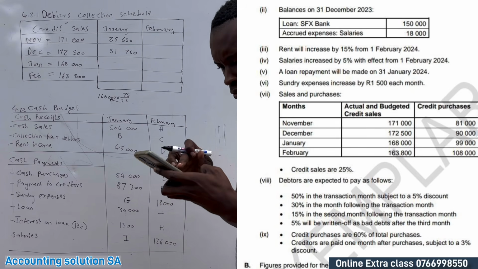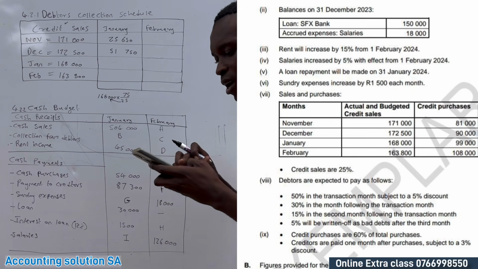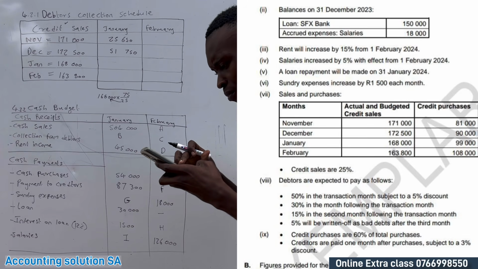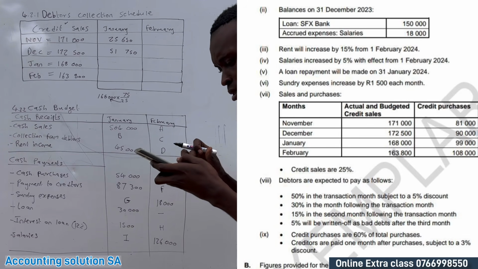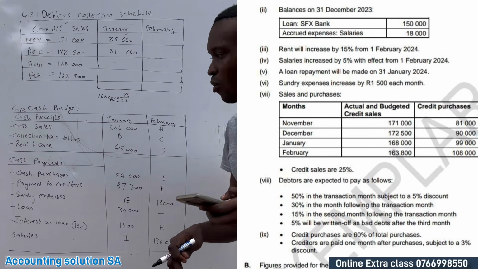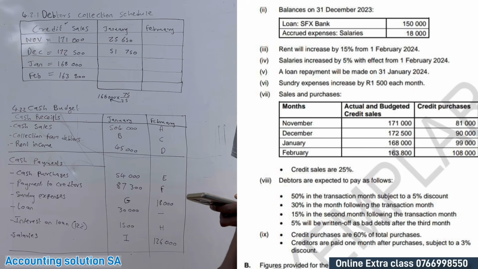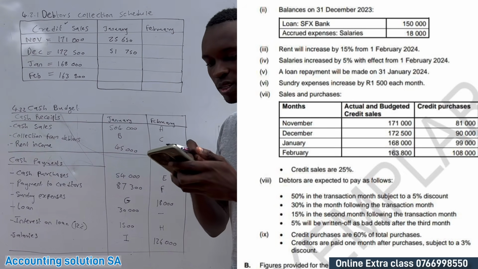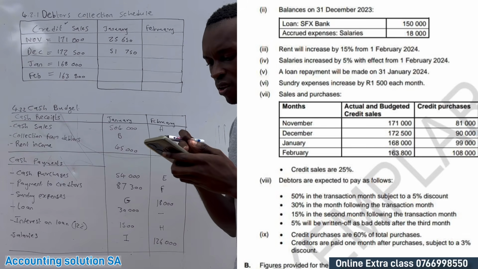So if you do this calculation, it's going to give you this 504. Let me prove it on my side: 168 multiplied by 75 over 25 gives you 504, which means that when you go to February now, you're going to have full confidence that the formula you are using is correct.